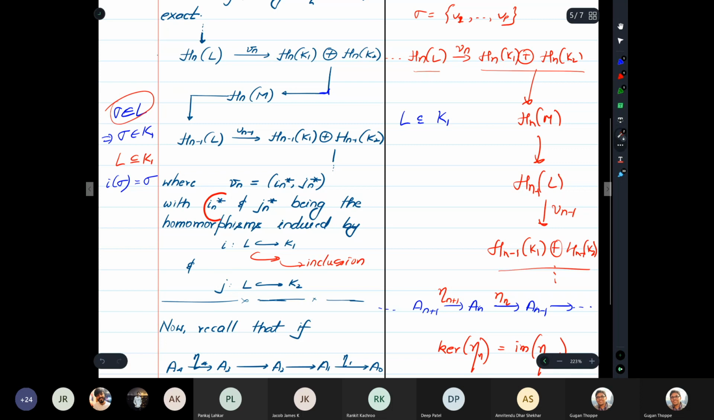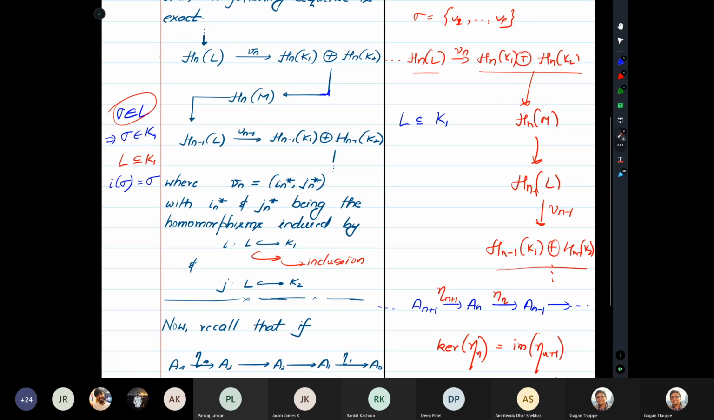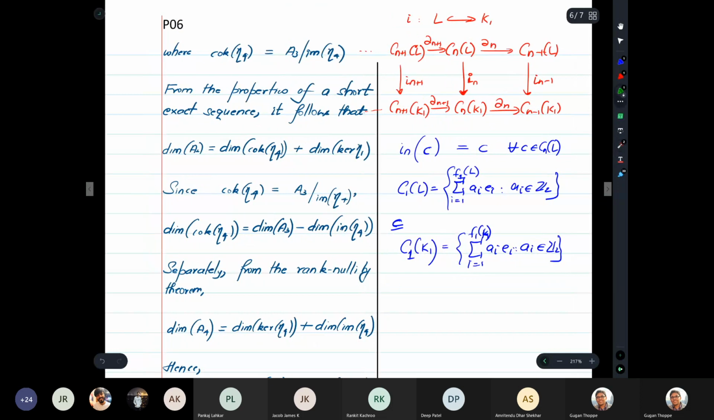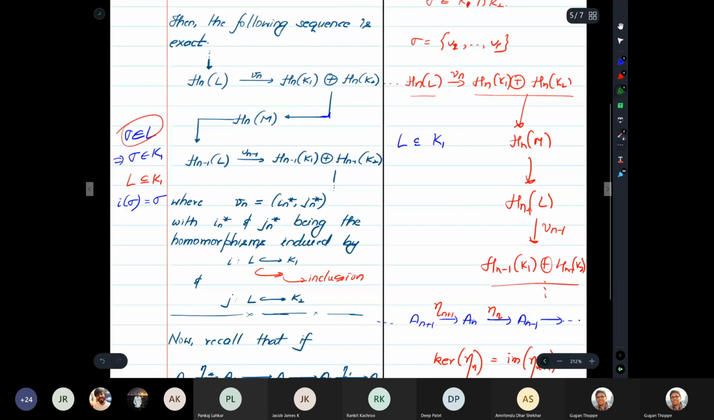So where do this In star and Jn star map, like what is the domain and codomain of this In star and Jn star? So let's come back to this diagram. From this diagram, it should be clear that your In star will go from Hn of L to Hn of K1. Similarly, your Jn star will actually go from Hn of L to Hn of K2. Is this okay? So now let's come back to this diagram and let's try to see what is this map nu n that we have over here.